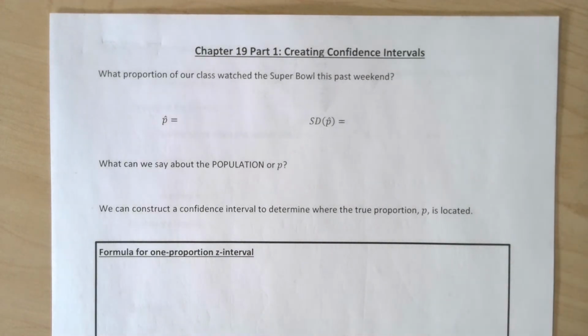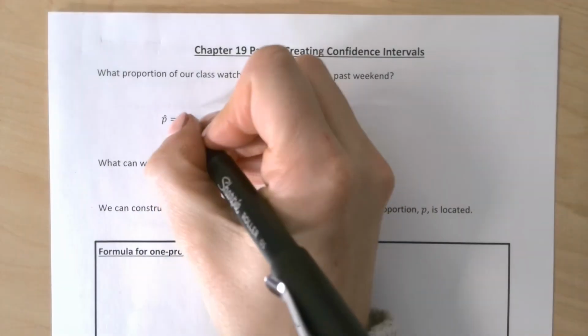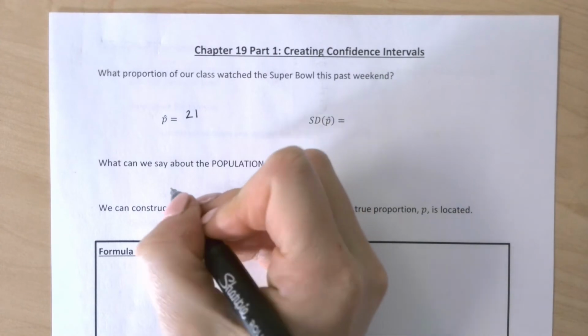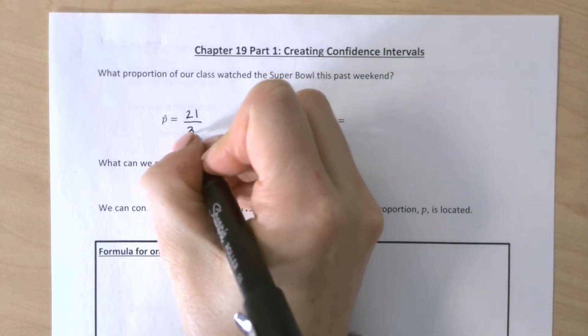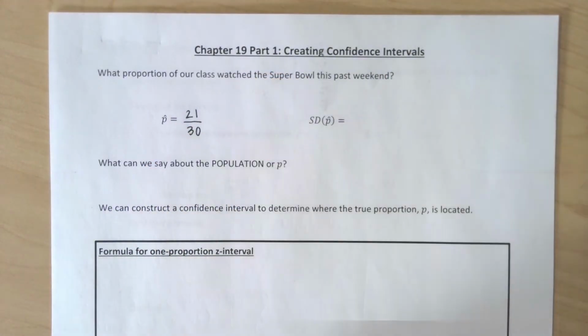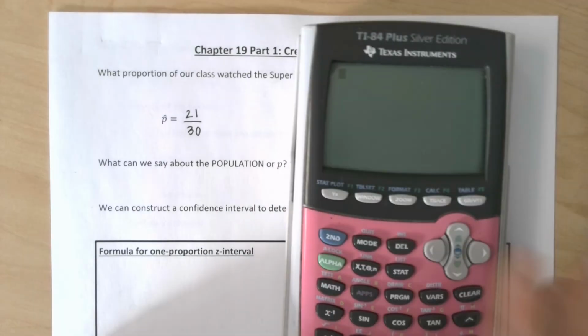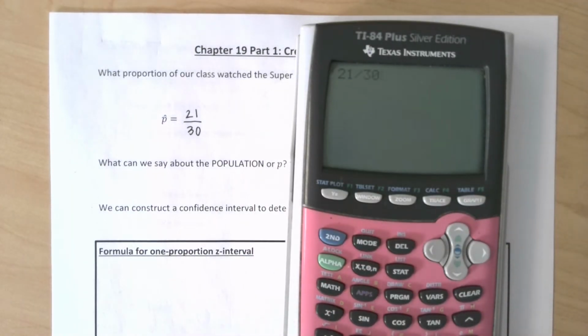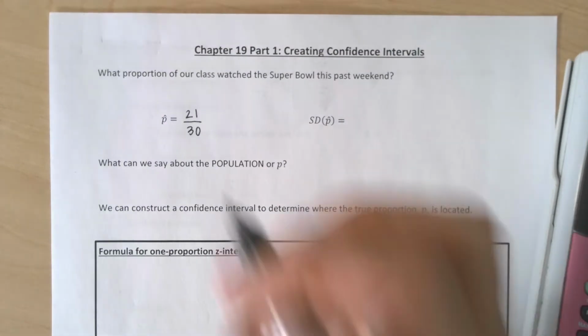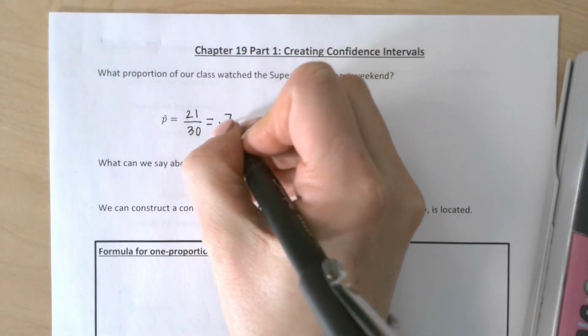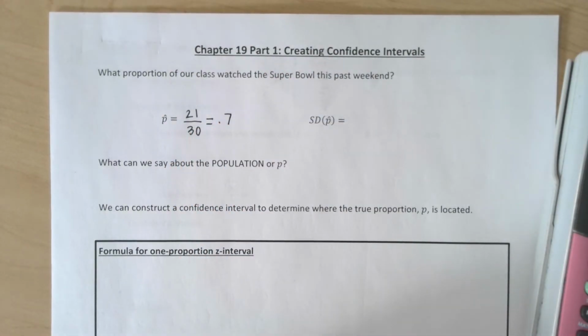Now I'm just going to use some old data that I had from last year. In one of my classes of 30 students, I had 21 of them that watched the Super Bowl. So I would write that as 21 out of 30, which, when I change this into a decimal, gives me 0.7. So about 70% of my students watched the Super Bowl.